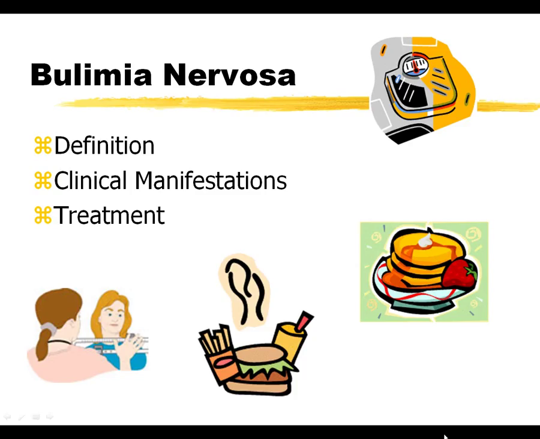Vomiting and laxative misuse result in dehydration, abdominal distension, fluid and electrolyte imbalances, esophagitis because of the gastric juices, and esophageal lacerations because of the vomiting. Gastric acid erodes the tooth enamel, resulting in dental caries. And you can have cardiac hypotension, a drop in the blood pressure, along with arrhythmias and even cardiomyopathy, which is an enlargement of the heart.